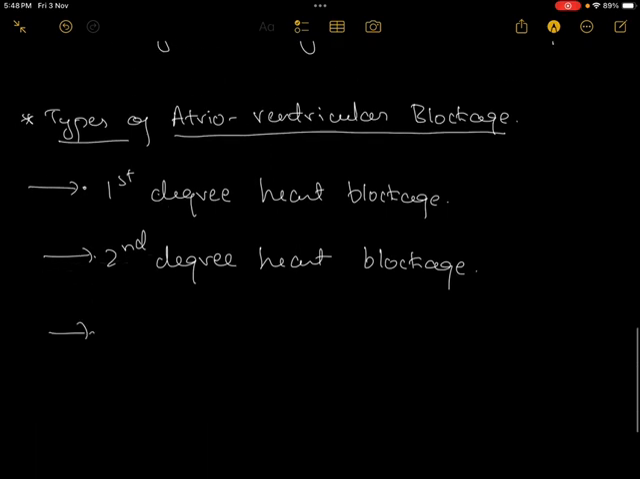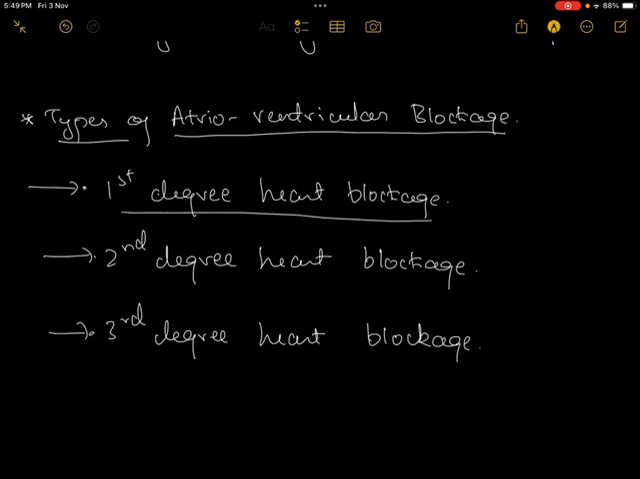And the last and the least one is third degree heart blockage. So how do we classify all these three types of blockages? What are all the factors and what are all the causes which may lead to the classification of these blockages? So let us discuss all three types of blockages thoroughly.